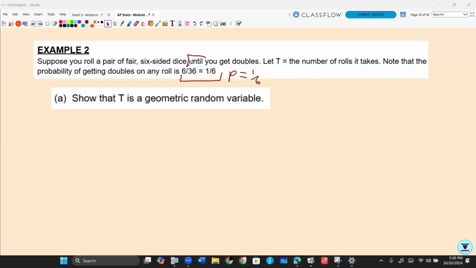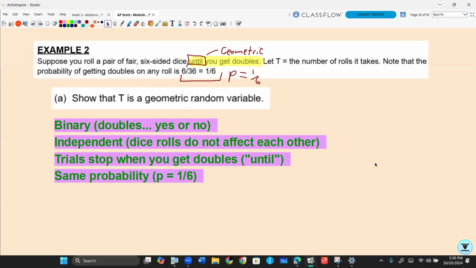Now, the word until means that it's going to be geometric. So we have the same probability. It's going to be independent because we're rolling dice. It's binary. You either get doubles or you don't. So we're asked to show that it's a geometric random variable. We'll say it's binary, yes or no. We got independent. The rolls don't affect each other. The trials stop until you get your doubles, and the probability is always going to be the same, 1 out of 6.